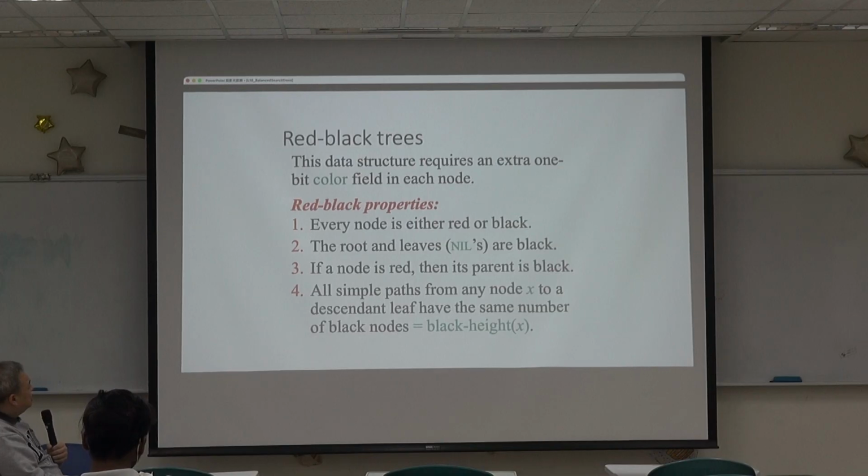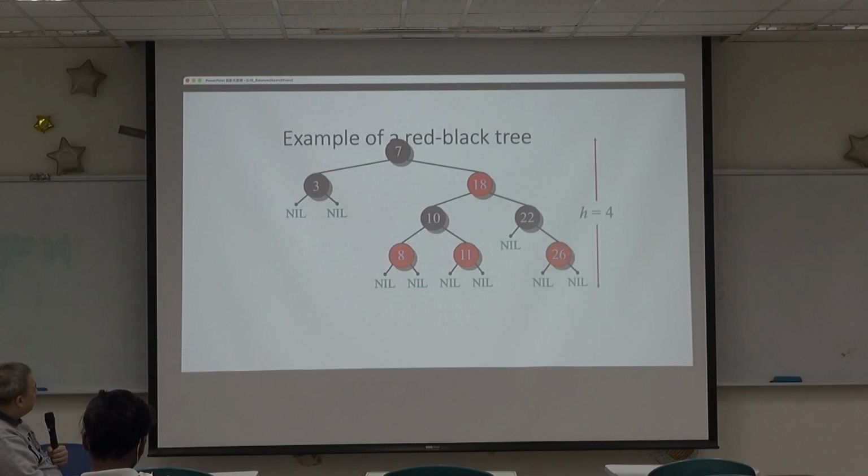So here is the example of a red black tree. Okay, so this is a tree of height 4, right? So you can see we have a root, and we have some other nodes, and we have some leaf nodes, but leaf nodes do not contain keys, so we just write NIL for those leaf nodes.